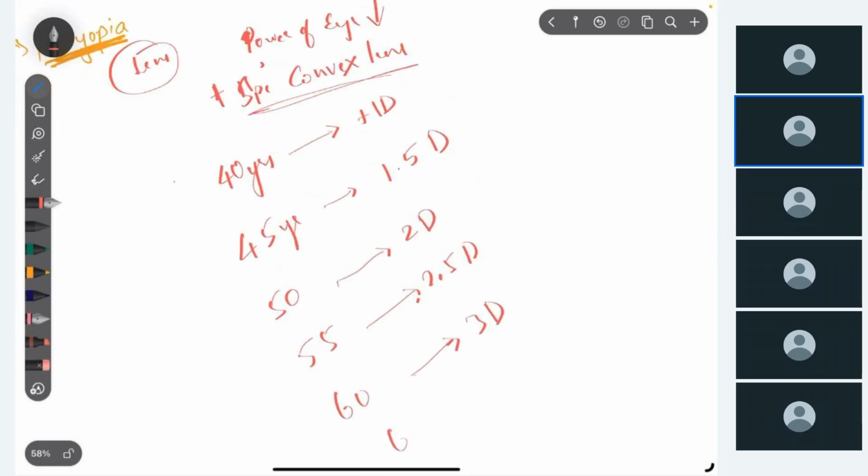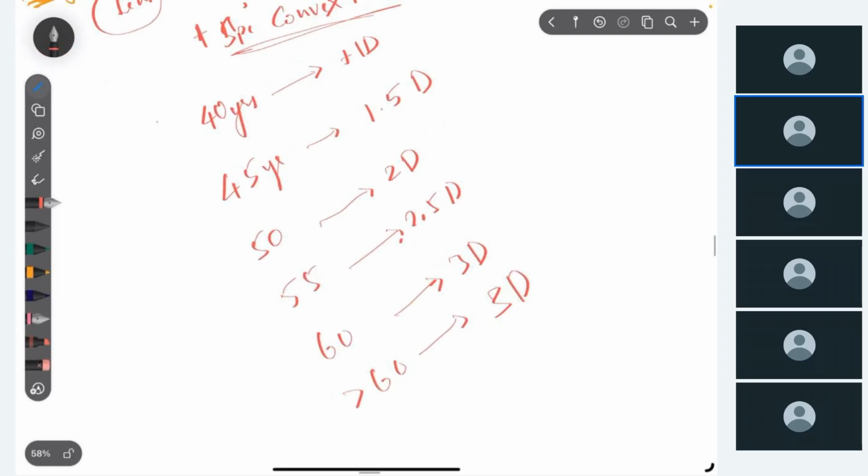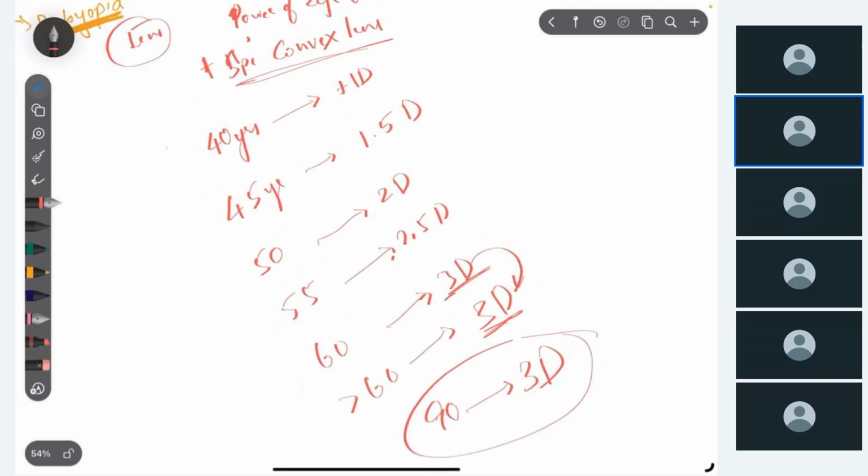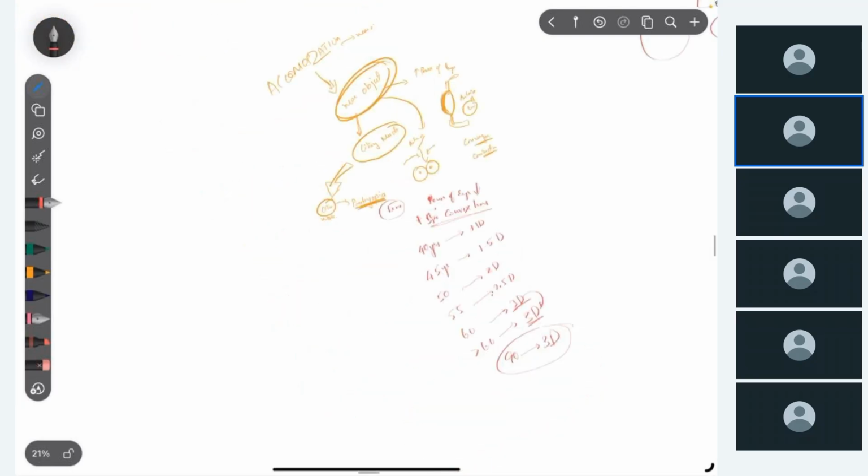After 60 years, you don't need to increase the power of the lens. You need to keep it as it is. Even if he becomes 90 years old, the error correction will be 3 diopter only. Till 3 diopter, you need to do error correction for this patient. This is about accommodation and presbyopia.